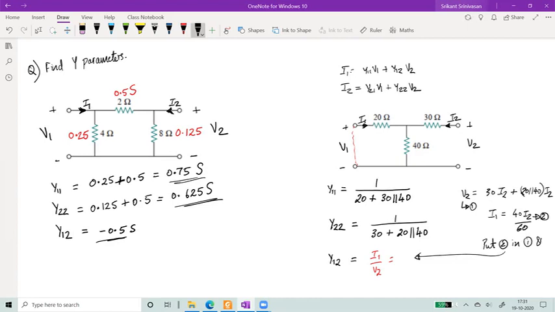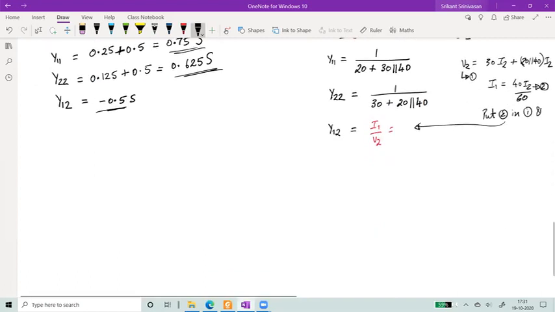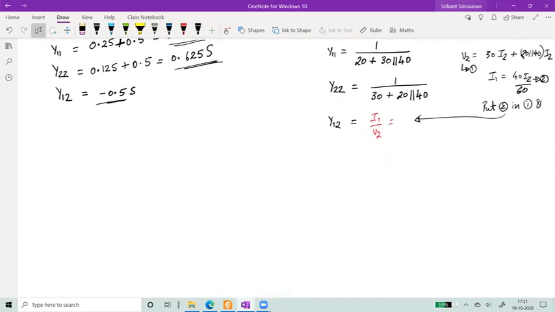Now there is an interesting thing. We could have also noticed that since this is a T network, I could have quickly found out the Z parameters, and can I directly obtain the Y parameters from the Z parameters? So let's say transformation of... See, there is no one particular correct method. It's just that whatever strikes you, you can use any of those methods.